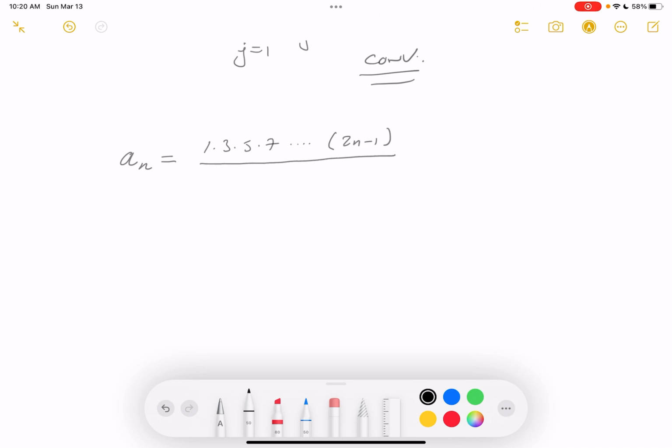You should verify that. The first term would stop at 1: 2 minus 1 is 1, so it stops there. The second will be 1 times 3, because if n is 2, that would stop at 3, and so forth and so on. What's the bottom looking like, though?